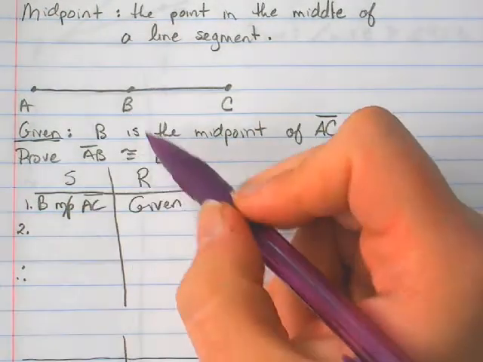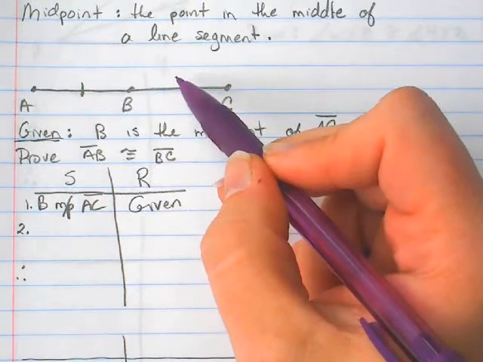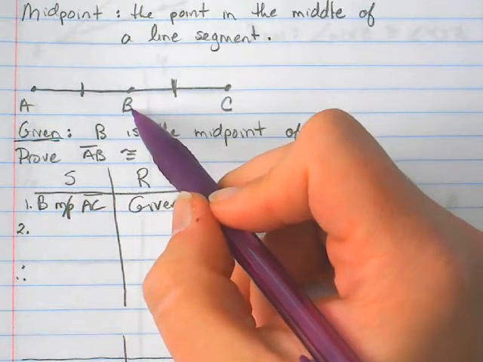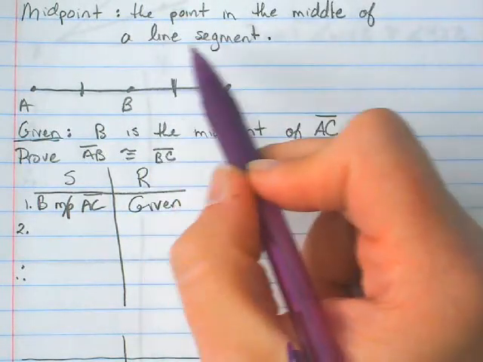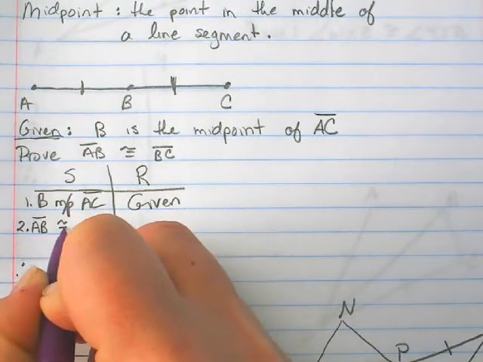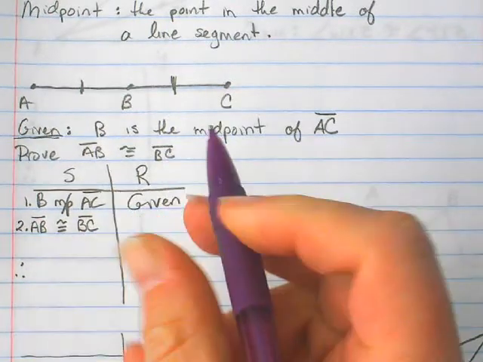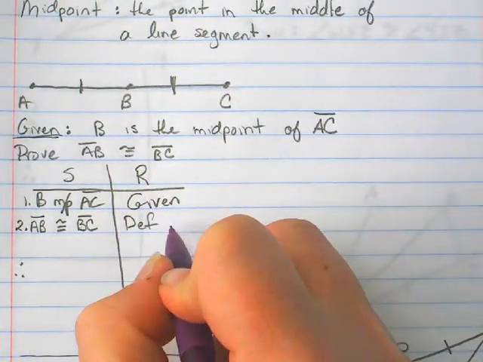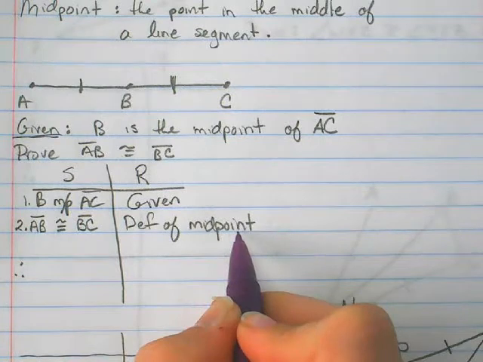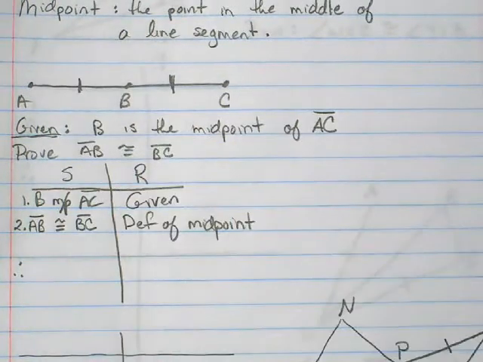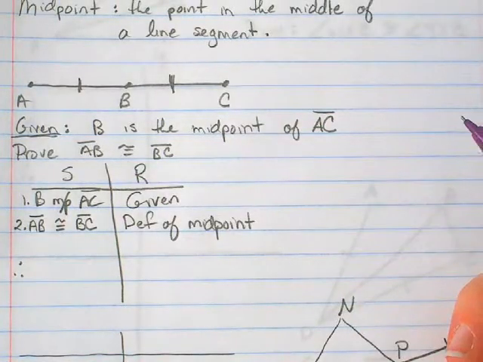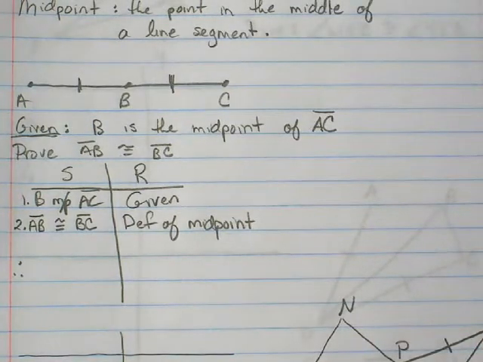Now, I'm trying to prove that AB is congruent to BC. Because B is the midpoint, and the midpoint is the point in the middle of a line segment, I can say that AB is congruent to BC, and it's very simple because of definition of midpoint. The definition of midpoint says these two pieces are congruent. You're going to use this a lot in your proofs, so you don't want to lose it or misplace it.